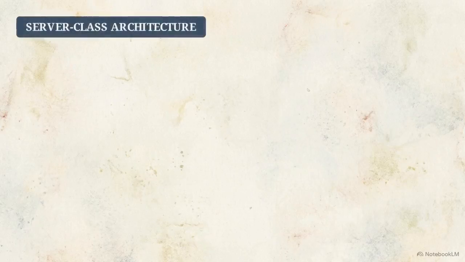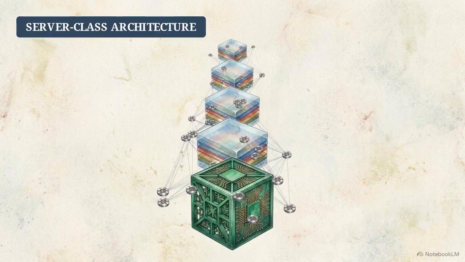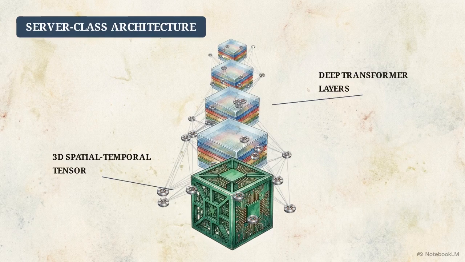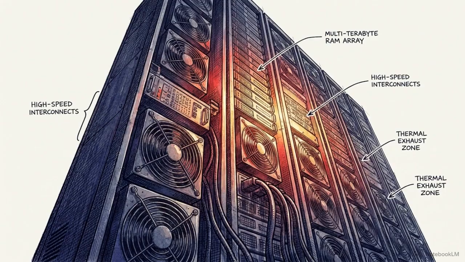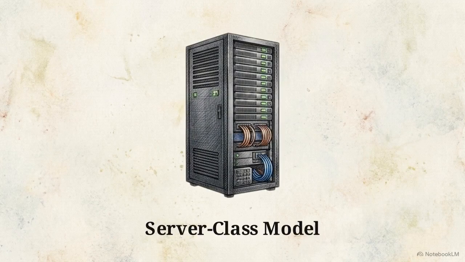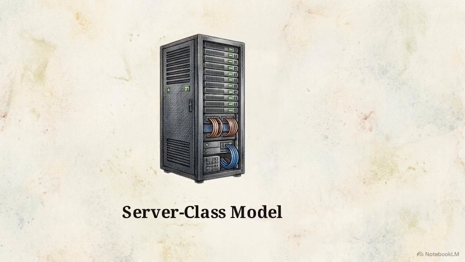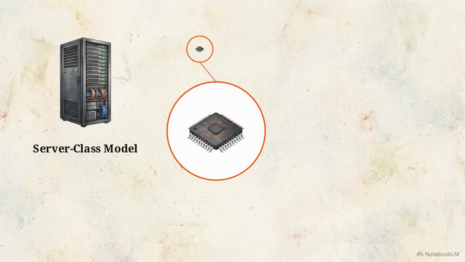The most accurate dynamic sign language recognition systems use massive 3D convolutional neural networks or transformer architectures. They require server-class GPUs and gigabytes of memory to process video sequences. This visualization compares the memory footprint of those server-class models to a standard edge device.